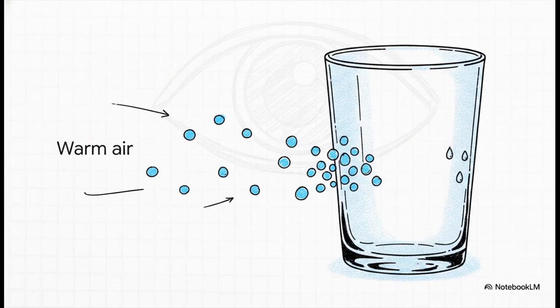The invisible water vapor gas floating in the warm air actually loses energy when it hits the freezing cold side of your glass. That cooling causes those gas particles to slow down, come closer together, and condense back into liquid droplets right there on the surface. It's literally an invisible phase change made completely visible.